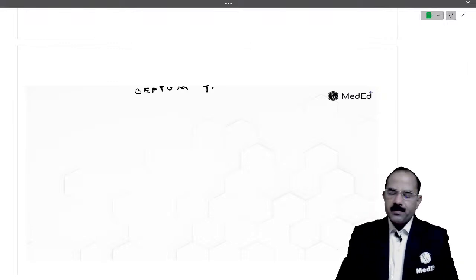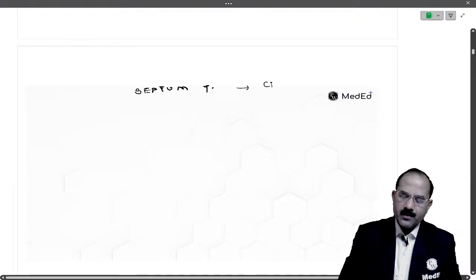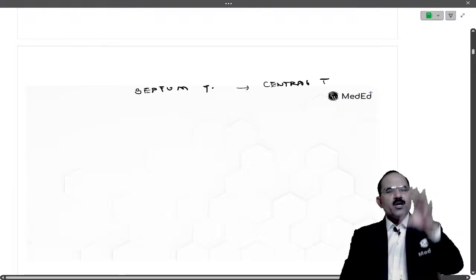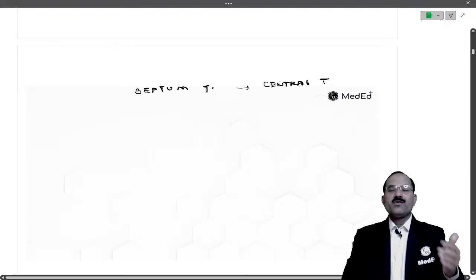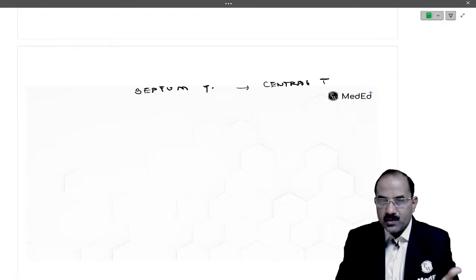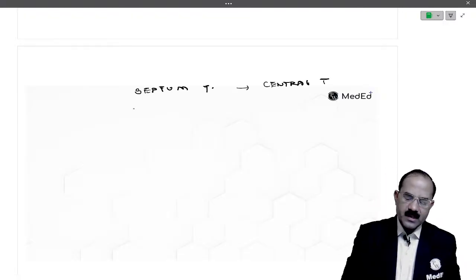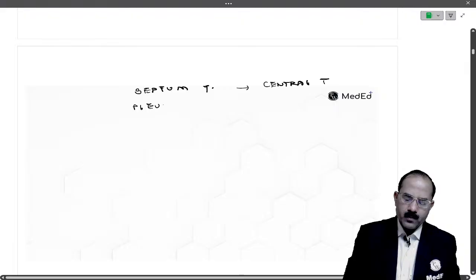Yes, and this septum transversum is going to form what? The central tendon of the diaphragm. So the major contribution for the formation of the diaphragm is the septum transversum that forms the central tendon. The second one is the pleuroperitoneal membranes, right? This is very important.